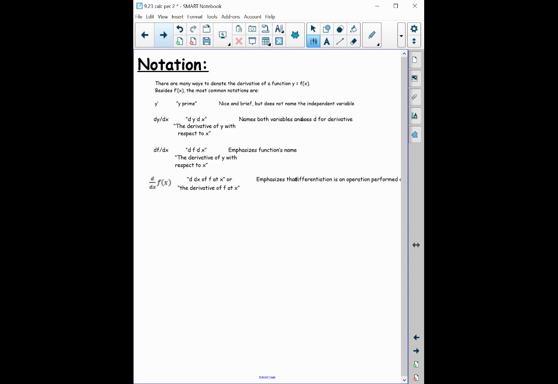I'm going to go through 3 other names of the derivative and then 1 command form. So I know it's here, but I'm going to write it so I can explain why I write it.